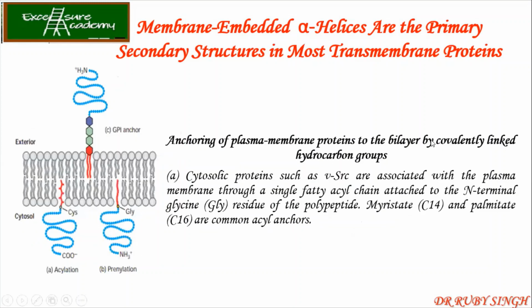Now, about the anchoring of plasma membrane proteins to the bilayer by covalently linked hydrocarbons. These are the different types of proteins. What we are discussing over here is the type of proteins which are bound to the lipids. Remember, we were talking about the integral proteins, lipid anchored proteins and the peripheral proteins. These are examples of lipid anchored proteins. First, we have the GPI, SRC and RAB proteins.